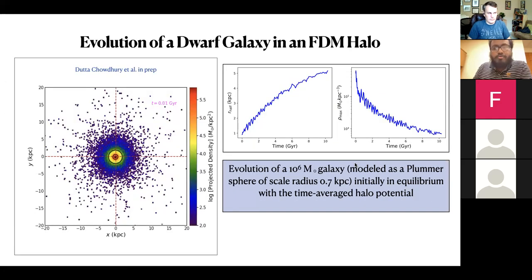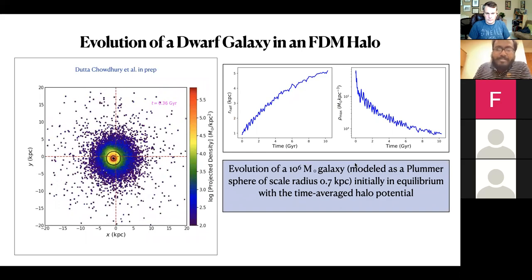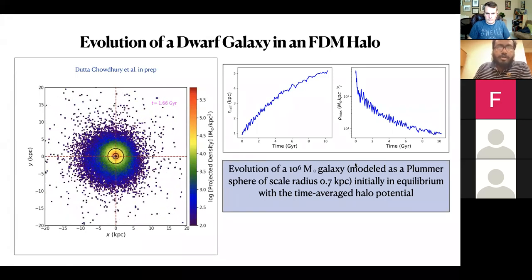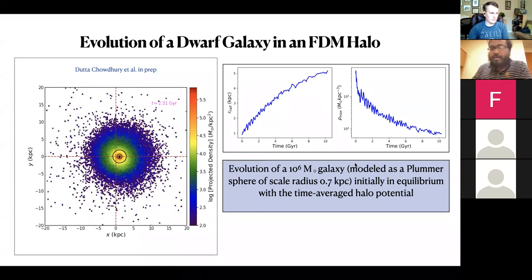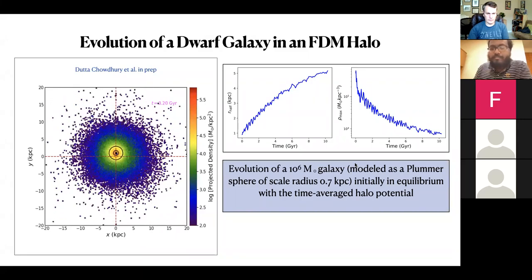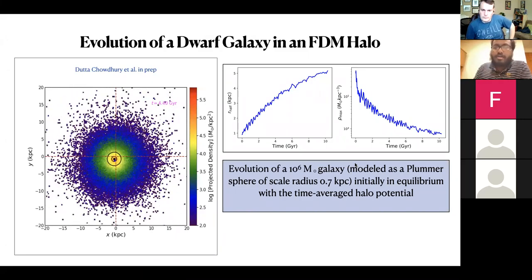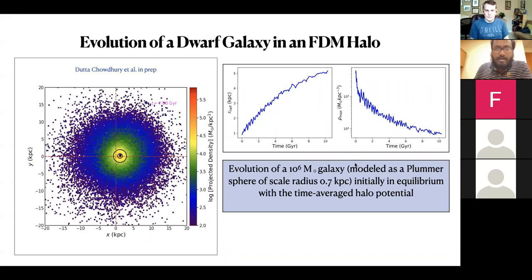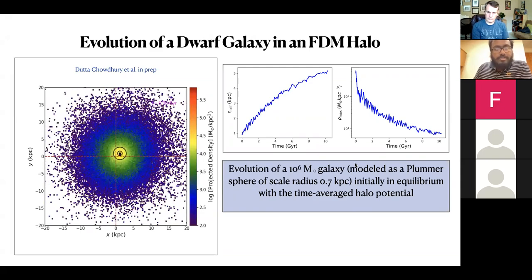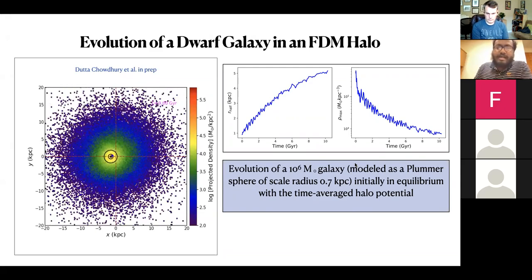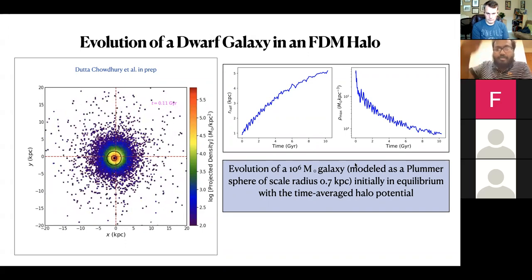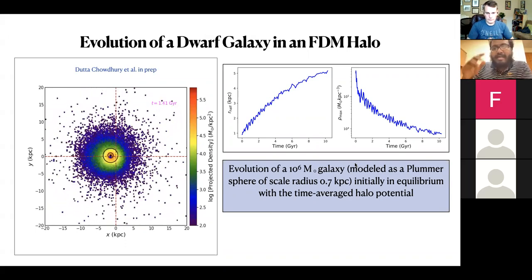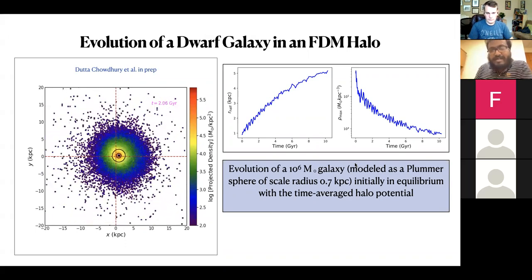What I'm going to show you next is what happens to a dwarf galaxy in a fuzzy dark matter halo. This is work in preparation. Some of you might already be wondering: if we have these nuclear objects and they start moving out in a fuzzy dark matter halo, then what would happen to a dwarf galaxy in fuzzy dark matter? We also wondered about it. So what we do is take the potential of the halo, which is fluctuating, but we can look at the time average potential, and we can set up a galaxy in equilibrium with the time average potential.